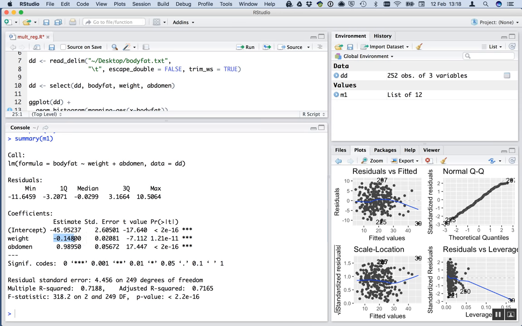That's quite odd, it seems, that weight actually has a negative relationship with body fat. Yet when we looked at the relationships, the bivariate relationships, just the pairwise relationships, we saw a very strong positive relationship. So that's a bit curious and quite interesting. Abdomen has a strong positive relationship.